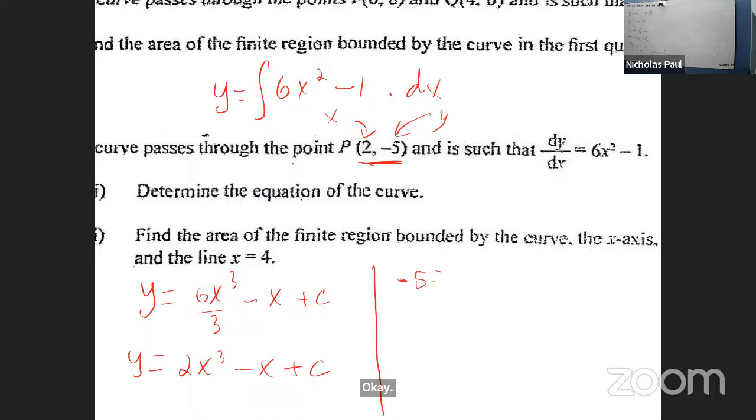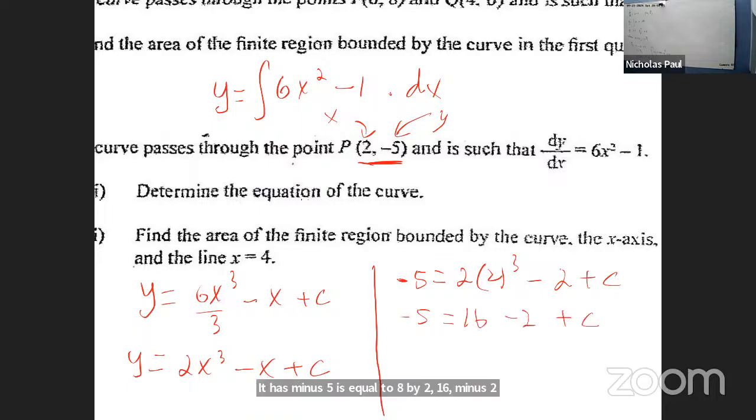So minus 5 is equal to 2 by 2 cubed minus 2 plus c. So that's minus 5 is equal to 8 by 2, that's 16, minus 2. 16 minus 2 is 14. So c is minus 5 minus 14, which is minus 19. So the final equation will be y is equal to 2x cubed minus x minus 19.